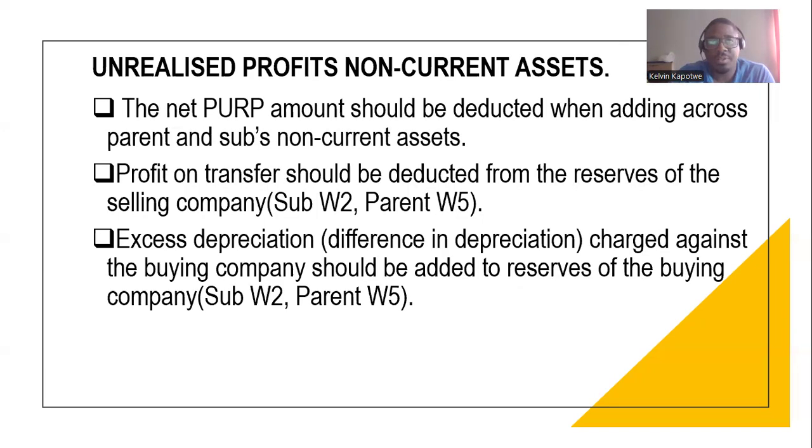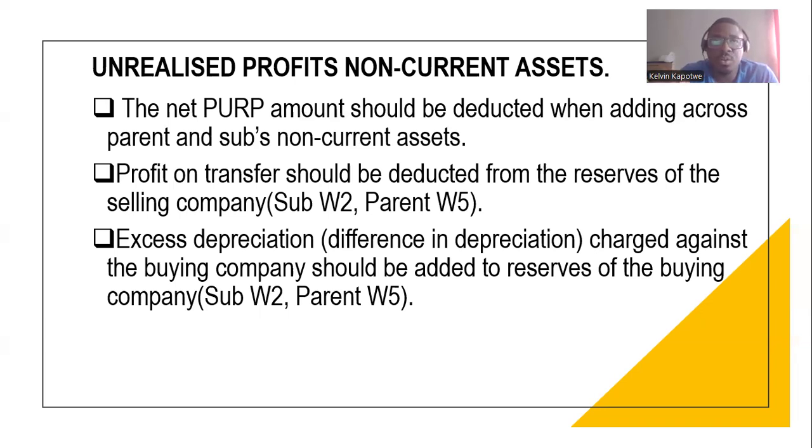All right. I'm going to deal with a question, the last question that we are going to do before I step out and close this session. So we are saying unrealized profit. The net provision for unrealized profit amount should be deducted when adding across parent and sub non-current assets. So this is at consolidation. When you're consolidating, the amount for unrealized profit must be deducted when adding across.